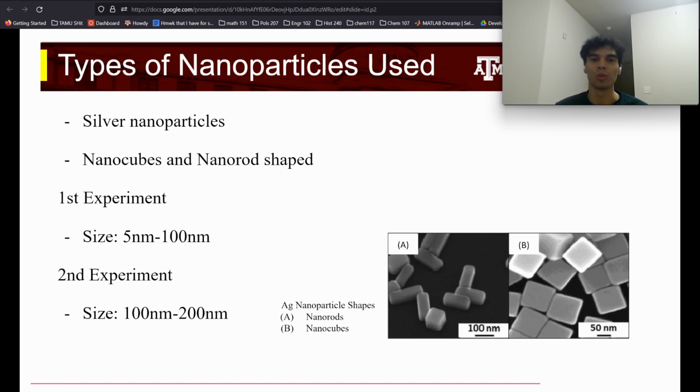The size of the nanocubes was around 5 to 100 nanometers, and they needed to use smaller nanocubes for the first part of the experiment, and then the second part of the experiment needed larger silver nanoparticles, and they were around 100 to 200 nanometers.